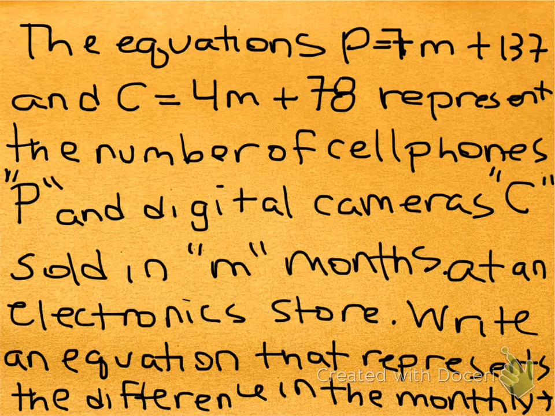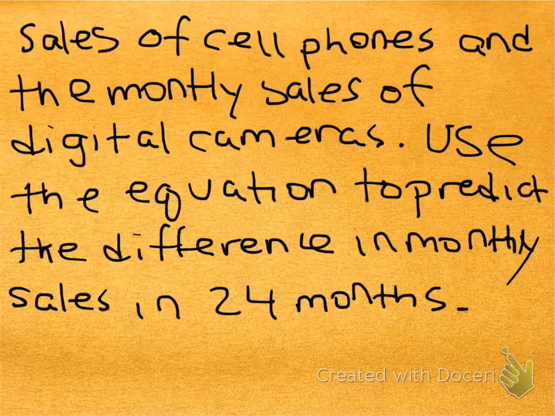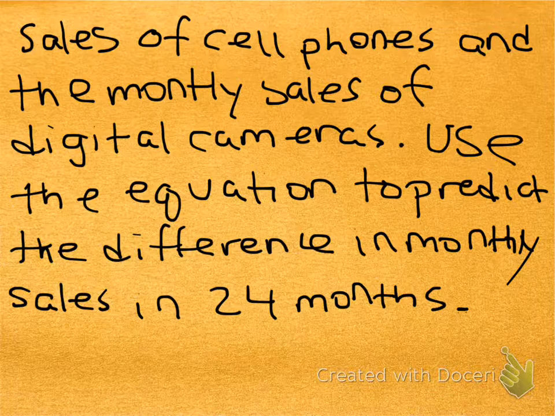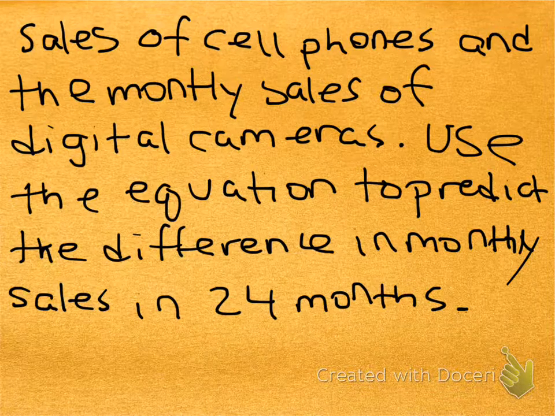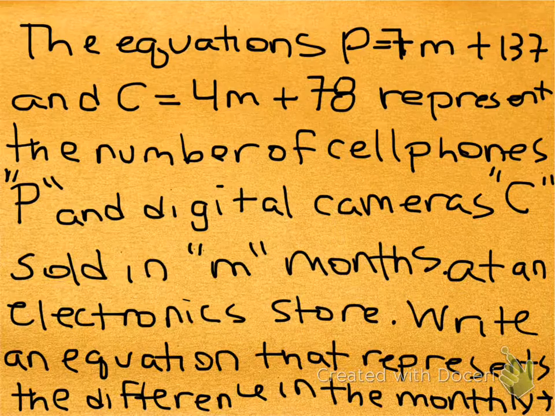Now the last problem says you have two equations. One represents the number of cell phones, P, and digital cameras is the other one, represented with C. And then the m represents months. We need to write an equation that represents the difference in the monthly sales of cell phones and the monthly sales of digital cameras. So we're going to take the two equations and subtract them.